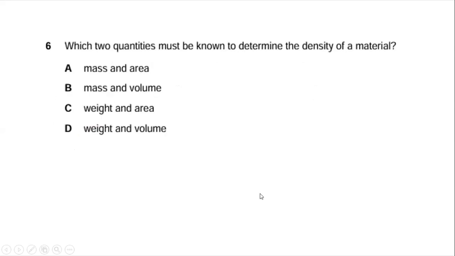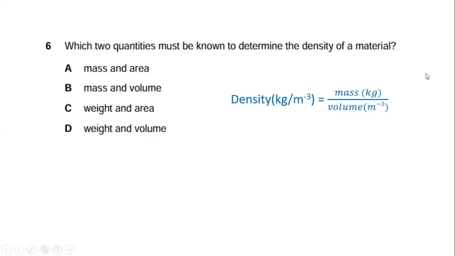Sixth one, which two quantities must be known to determine the density of a material? We know density is equal to mass over volume. So the answer is B, mass and volume.